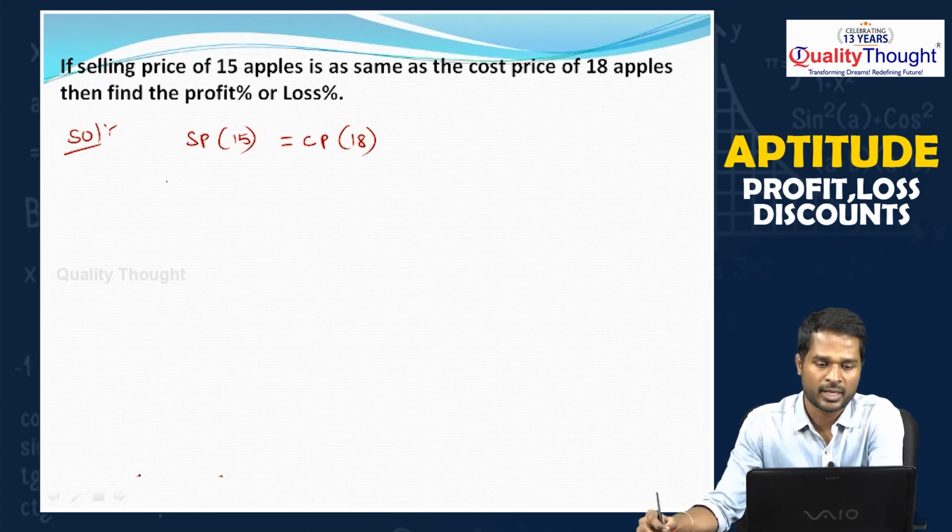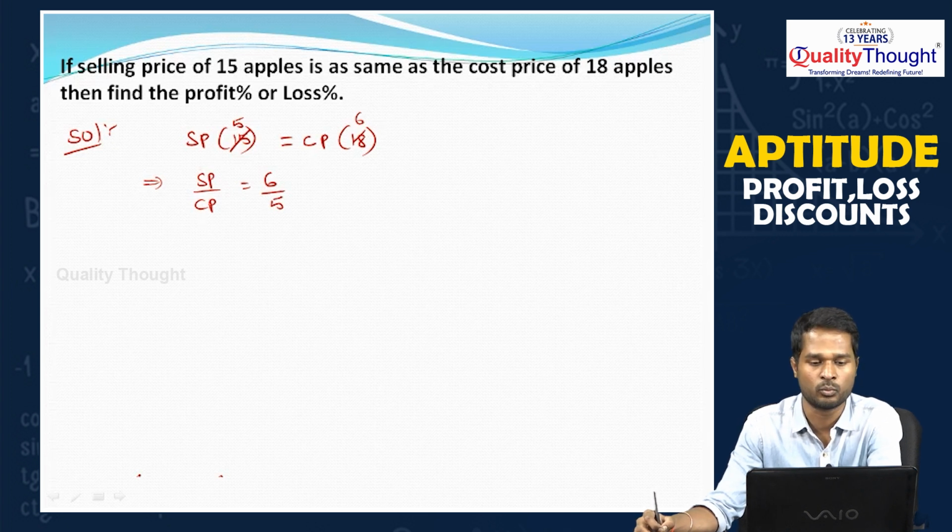So, 5 3s are 15 and 3 6s are 18. Now, take the cost price to the denominator, which is selling price by cost price is equal to, take the numerals to the other side, 6 by 5. Now, check it here clearly: from cost price 5, the selling price has become 6, that means it is increased by 1. So, the cost price is increased by 1 to become the selling price. So, we will write it as cost price plus 1 becomes the selling price.